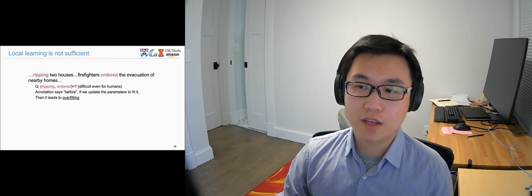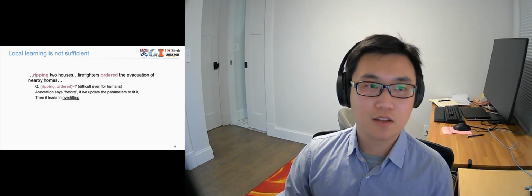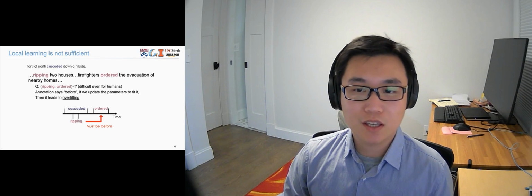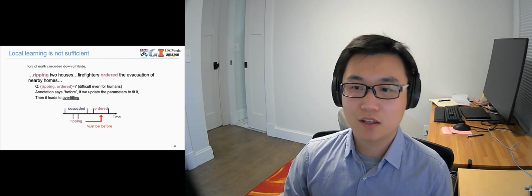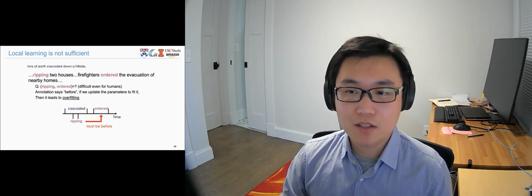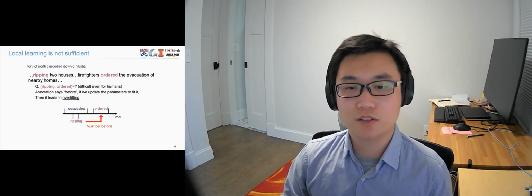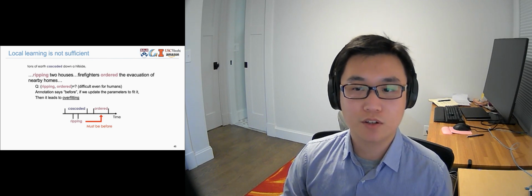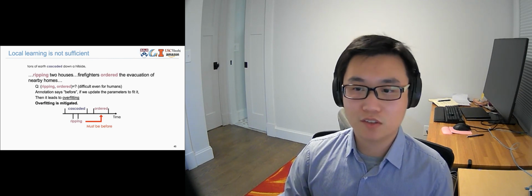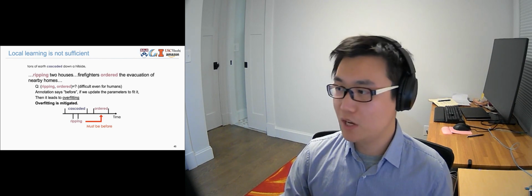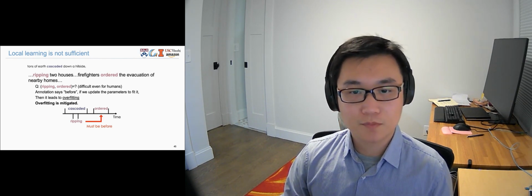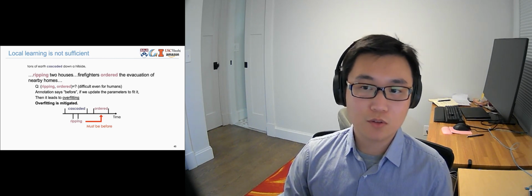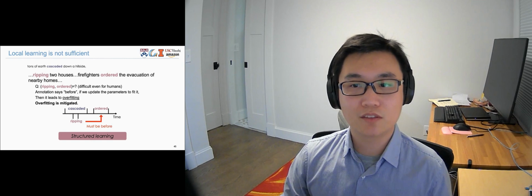However, if we bring in a third event, cascaded, and since we know event ripping is included in cascaded, and cascaded is before ordered, we immediately know that ripping is before ordered as well. So we don't really need to rely on the local model itself to overfit this decision. That's why global information is needed in this task. Again, the question is, how do we formulate it? And the answer to this question is generally termed as structured learning.